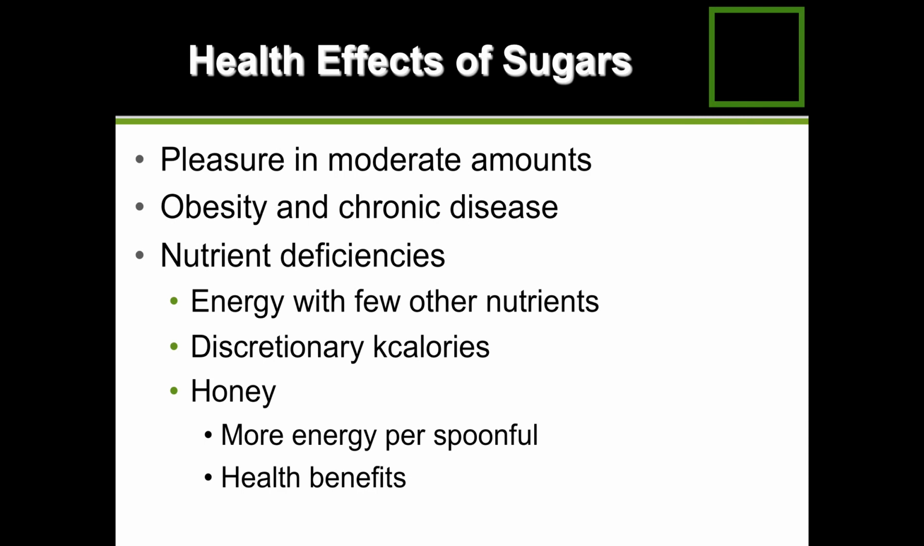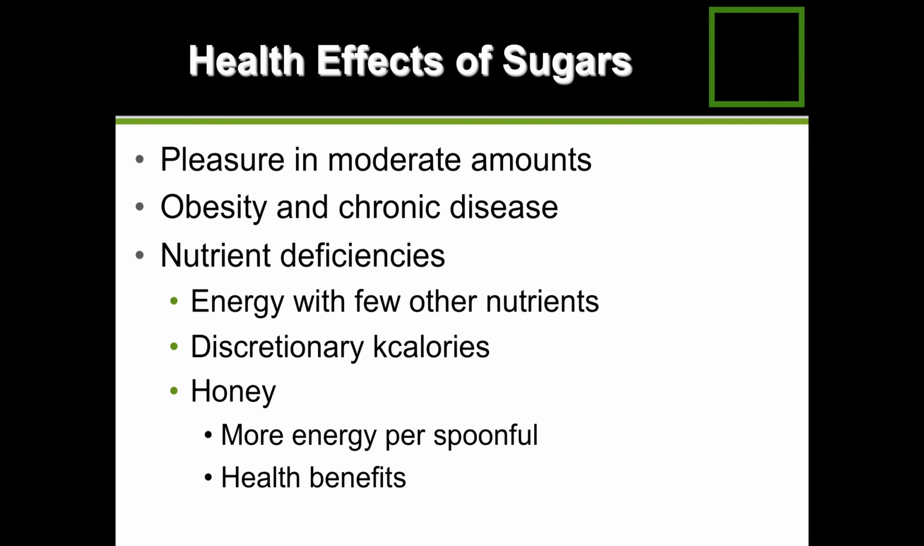All right, health effects of sugars. It's pleasure in moderate amounts. Eating sugar makes us happy. But it's also part of the obesity and chronic disease epidemic that we're seeing right now. And it leads to nutrient deficiencies. Why? Sugar is just energy with very few other nutrients. So it counts as discretionary calories.